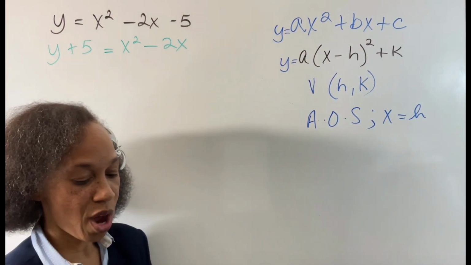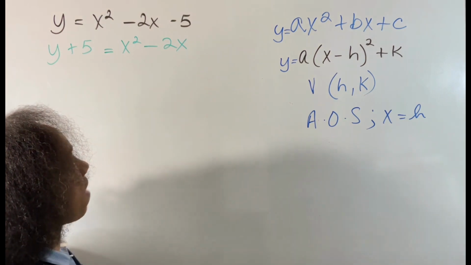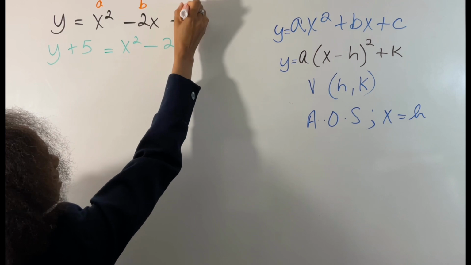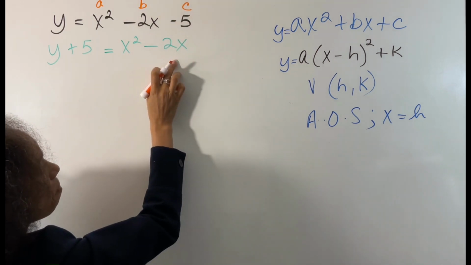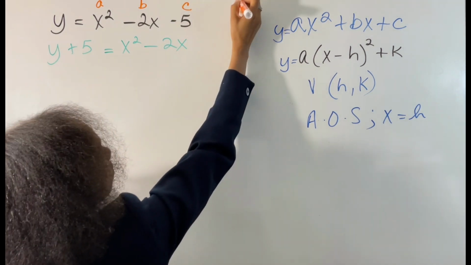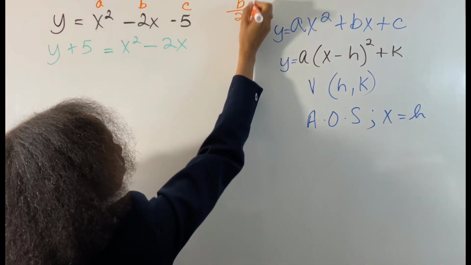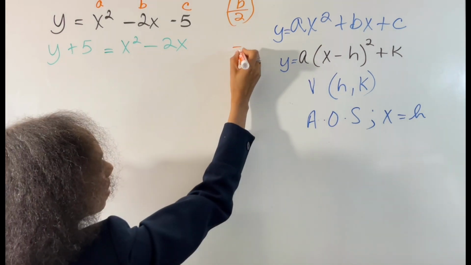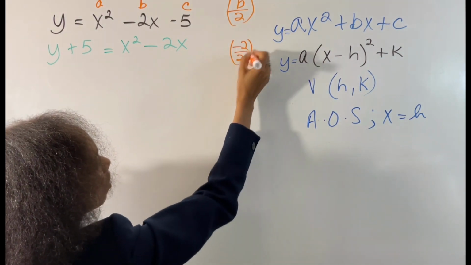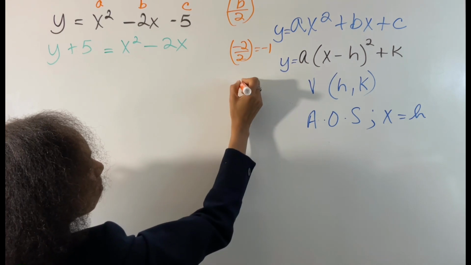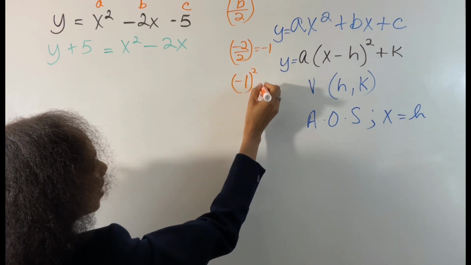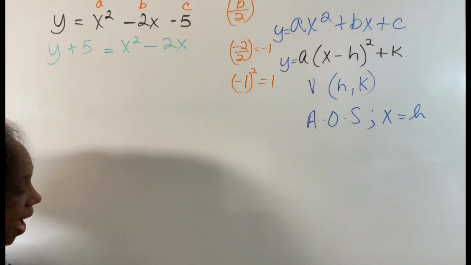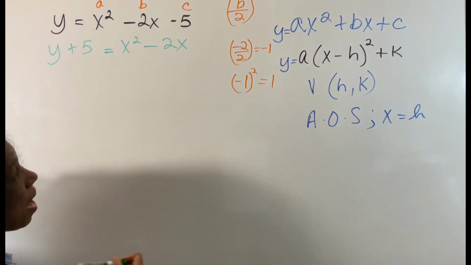So the next step, we are going to take our b value, because this is our a value here, this is our b value, and this is our c value. We're going to take our b value, which is negative 2, so we need to do b divided by 2, and then we are going to raise it to the second power. My b here is negative 2, so negative 2 divided by 2 is going to be negative 1. And then I'm going to take that negative 1 and raise it to the second power, which is going to be 1.